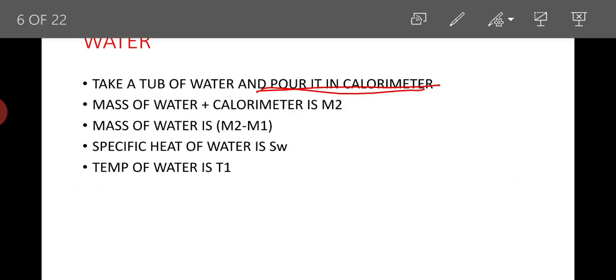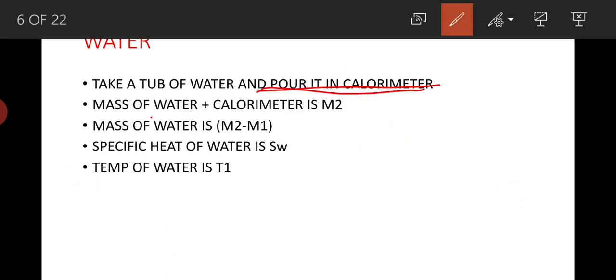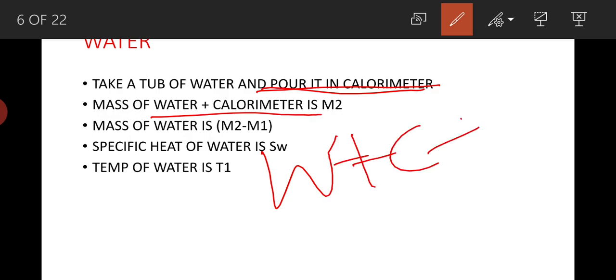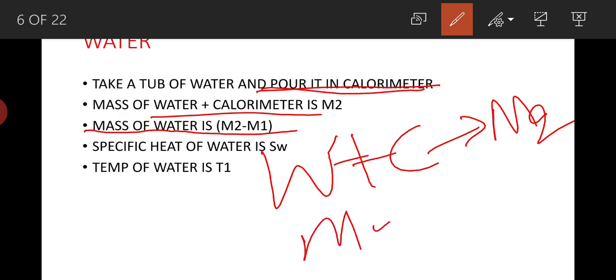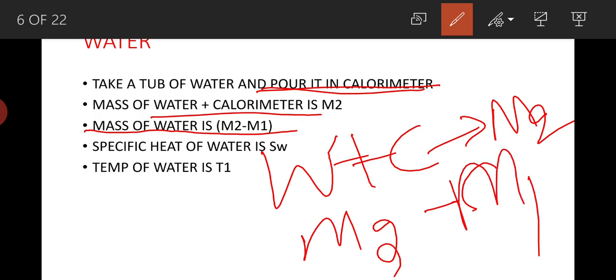So the mass of water plus calorimeter is M2. Now if you want only the mass of water alone, then you need to subtract the calorimeter mass. That is, mass of water alone is M2 minus M1. And specific heat of water is SW, and temperature of water is also T1.